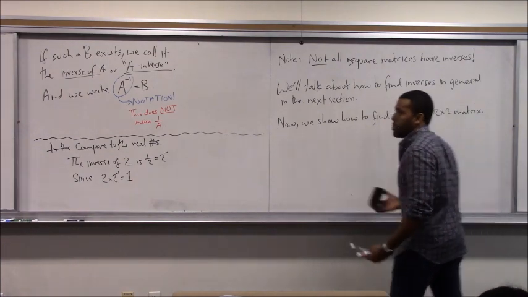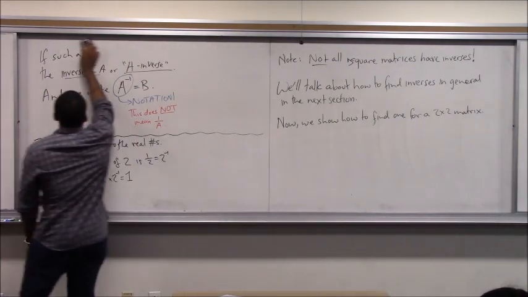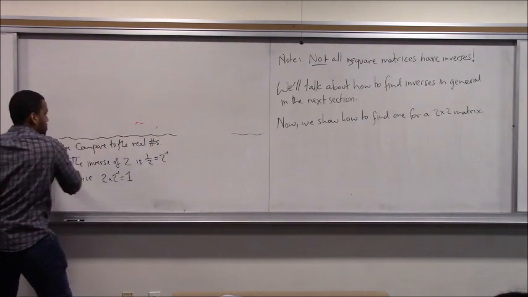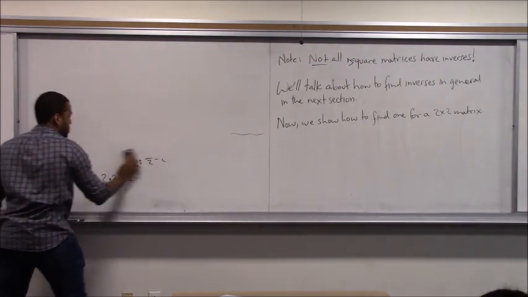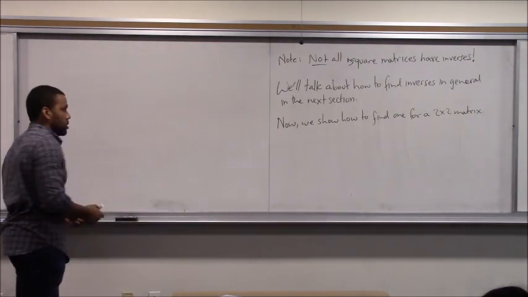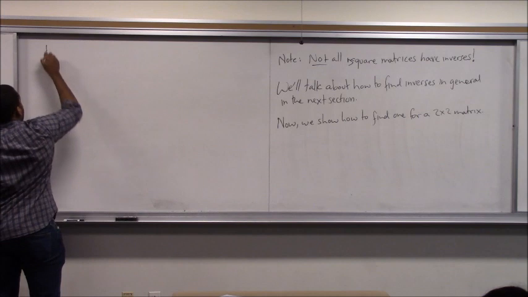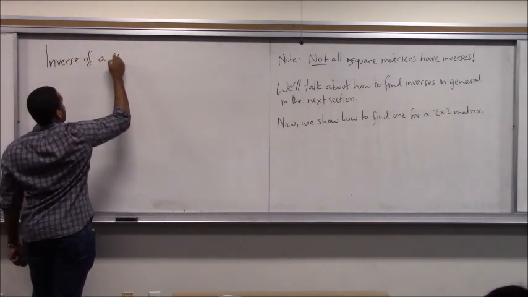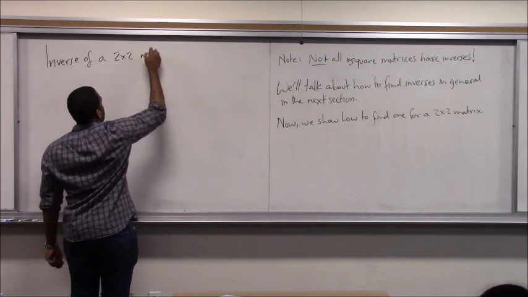So why? Because this one has a nice little formula that of course you'll be expected to memorize. So if you have a 2 by 2 matrix and it fulfills a certain property, you can find its inverse, and this is how. So here we're going to look at that inverse of a 2 by 2 matrix.